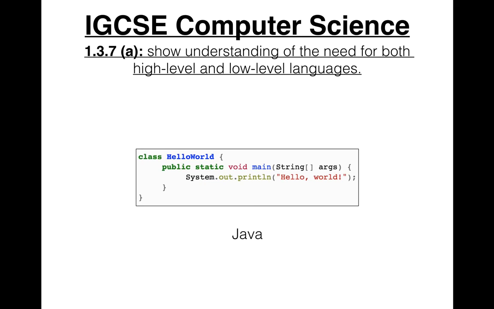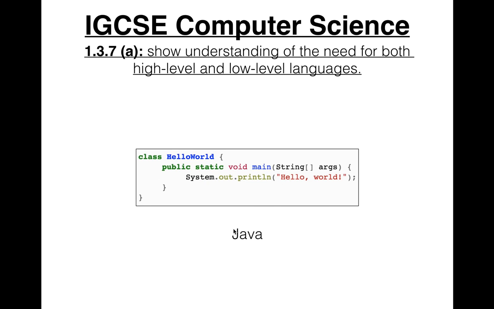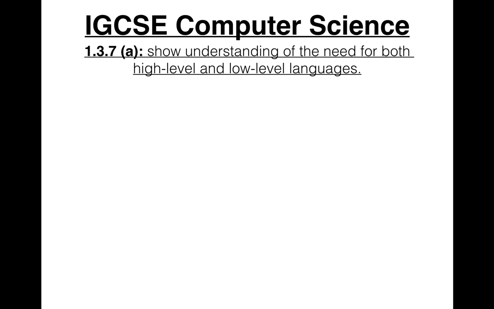So here's Python code for printing hello world. Here's Java code for printing hello world. As you can see, these words we know. We know what a class is. We know what the word public means. We know what the word static means. These are all English words. So with practice, it's really easy to learn a high-level language compared to a low-level language.